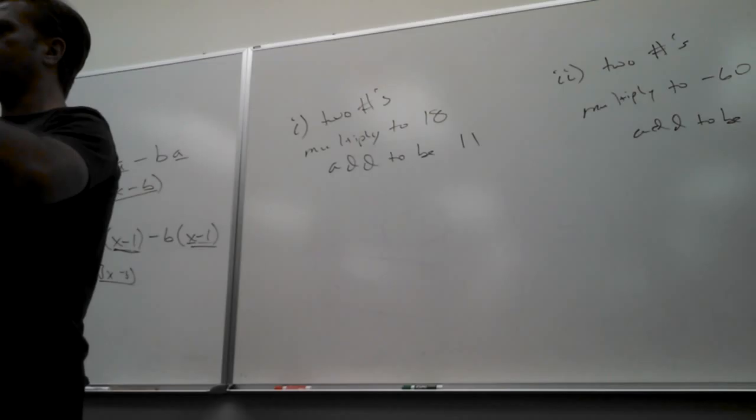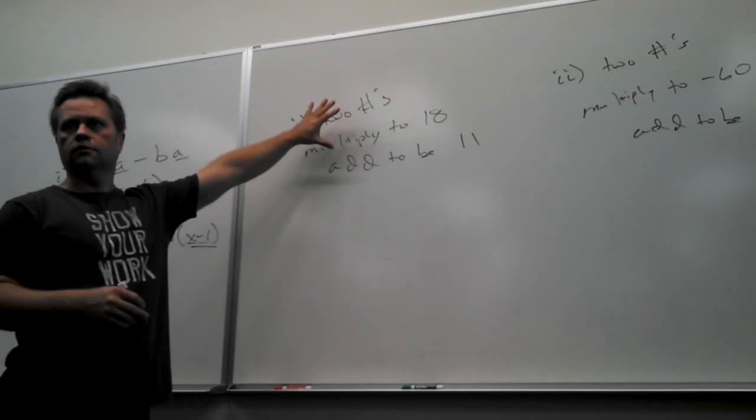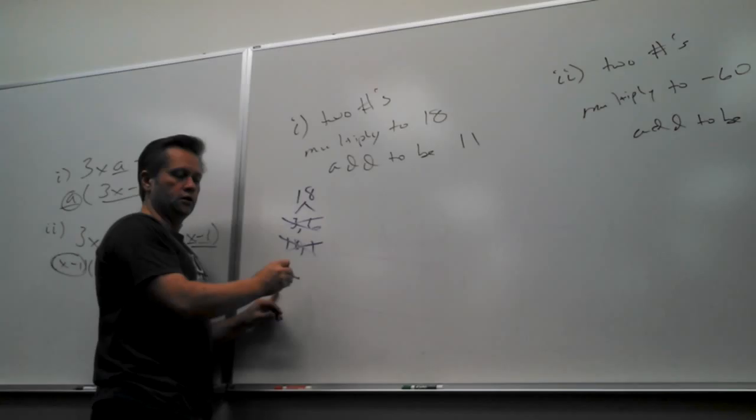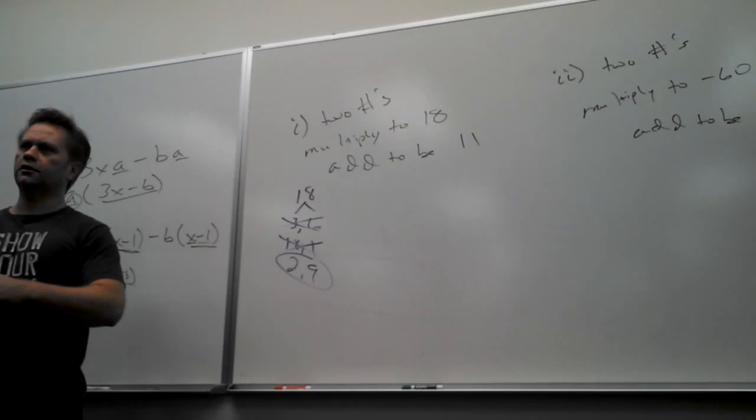So what about this first one? This isn't too bad, right? What numbers multiply to 18 and add to be 11? I could make it a little less. 3 and 6, that doesn't add to be 11. 18 and 1, that doesn't add to be 11. 2 and 9, yay! Alright, so you're like, great, Jeff, little victories.